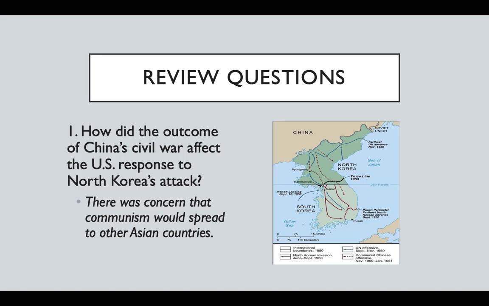How did the outcome of China's civil war affect U.S. response to North Korea's attack? Well, Mr. J, in 1949, when Mao Zedong and the Communist Party took over China, it was a huge perceived threat to the United States, seeing as how we've mostly had communism contained in Europe up until this point. Policy of containment, shout out to President Truman. Major concern now that communism will spread to other Asian countries.